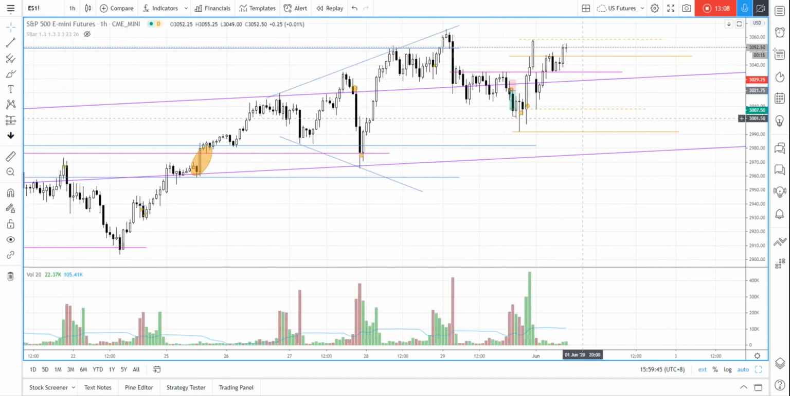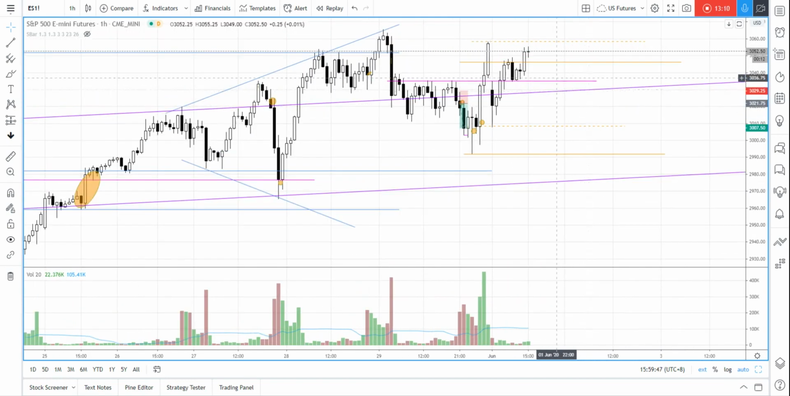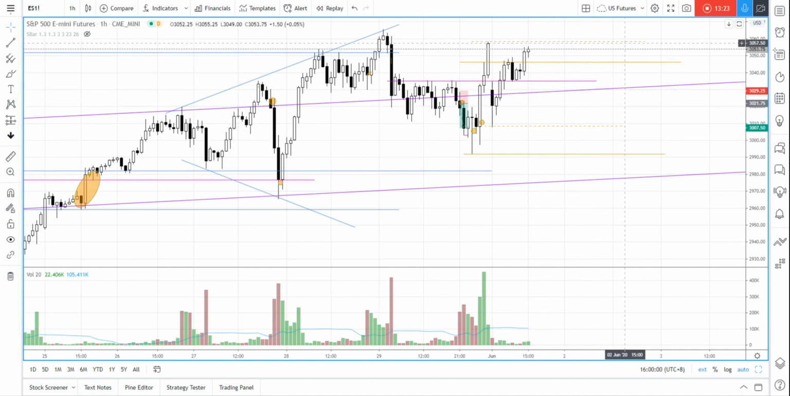So for the bullish case, I would definitely want to see a resolve from this broadening top, whether it can just break out straight away above 3065, or you can just do a pullback and resume the up rally.